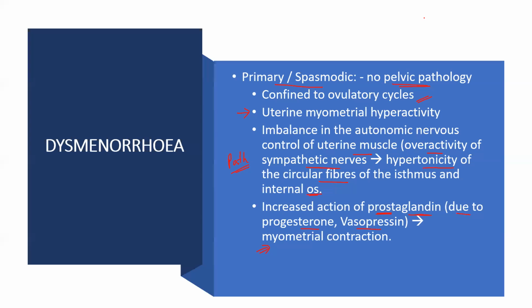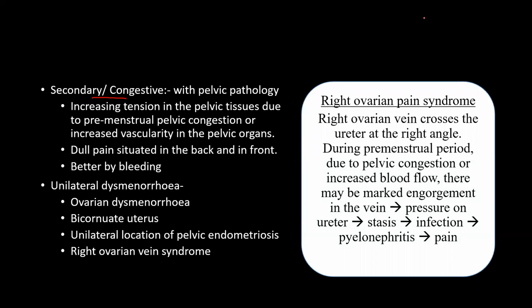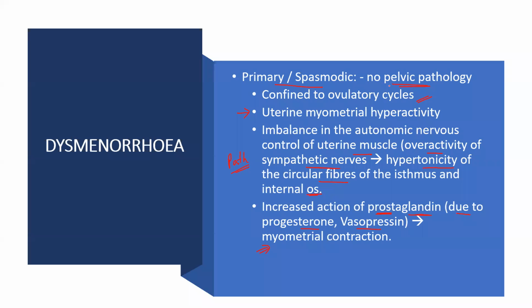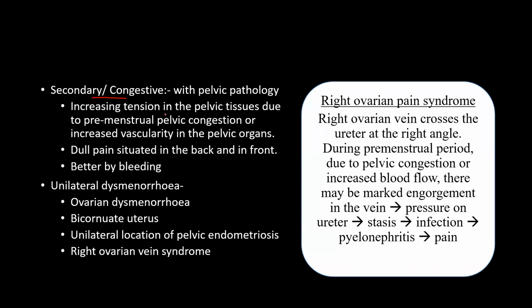The next one is congestive or a secondary dysmenorrhea. Remember, in case of primary dysmenorrhea, we mentioned that there is no pathology. There is no pathology, right? Now, but in case of a secondary dysmenorrhea, it comes along with the pelvic pathology. And this occurs because of the increasing tension in the pelvic tissues due to a premenstrual pelvic congestion or an increased vascularity in the pelvic organs. Remember, premenstrual pelvic congestion and increased vascularity in the pelvic organs.